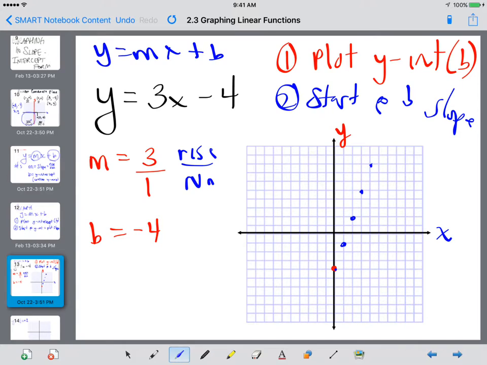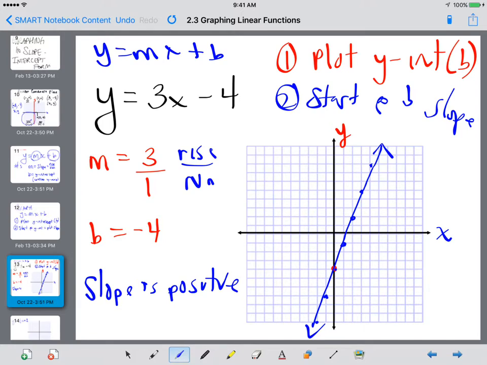If I had to go the other direction, I would go down 3 and to the left 1, down 3 and to the left 1. Now I can connect those as best I can, like arrows on the bottom, and that is my line. So when the slope is positive, this is what my line needs to look like. It needs to look like we are going up as I go from left to right. As I hit this line, I'm traveling up. That is a positive slope.